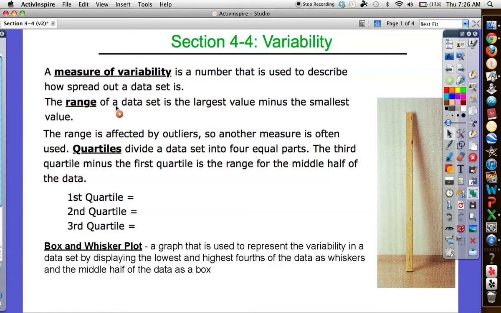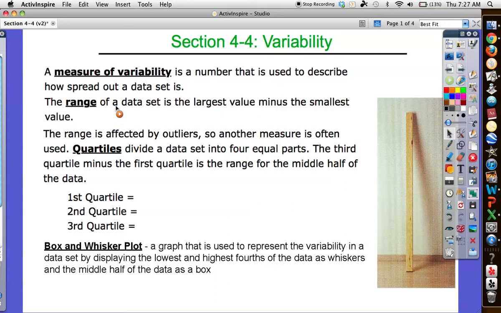It's the largest minus the smallest, which is fine, except what if we have outliers? Think about what that would do to our range. If I have a data set that's 1, 1, 1, 1, 1, 2, 2, 2, 2, 2, 3, 3, 3, 3, 3, 3, 3, 500, well, my range is 499, but does that describe how spread out my data is? No. My data is really scrunched together. I've got 1s, 2s, and 3s, a lot of them, and then all of a sudden I jump to 500.